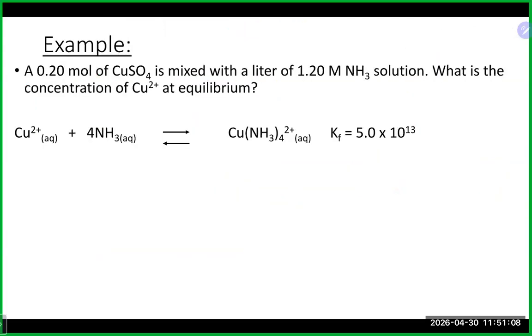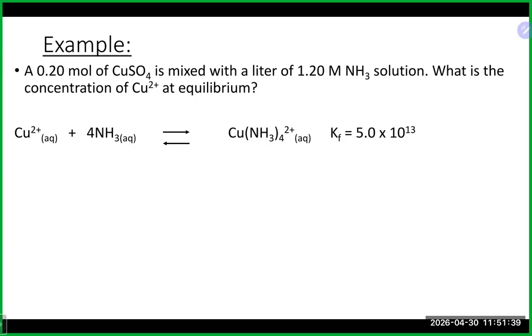So let's take a look at this problem here and we'll go through it together. We can talk about some of the different things that we do in this type of calculation that we don't do, say, in a Ksp calculation or previous calculations. In this particular one, we're going to take 0.2 moles of copper 2 sulfate and mix it with 1.2 molar ammonia. We want to know what is the free copper 2 concentration at equilibrium.